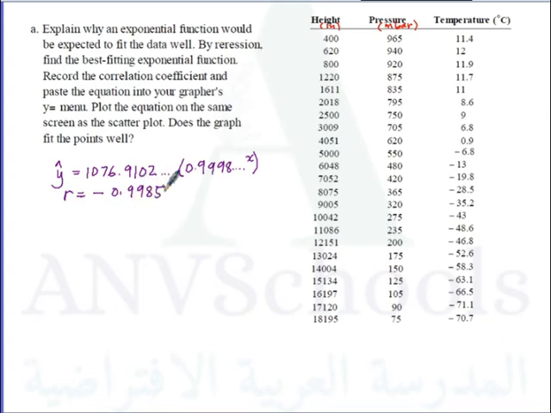Because you could see that the data, especially the pressure in millibars, are decreasing. Now let us take a look at the pressure. They are decreasing as height increases. So your R, or coefficient of correlation, is negative.